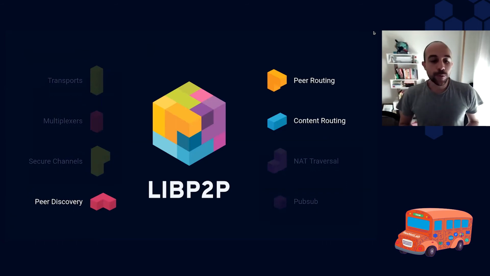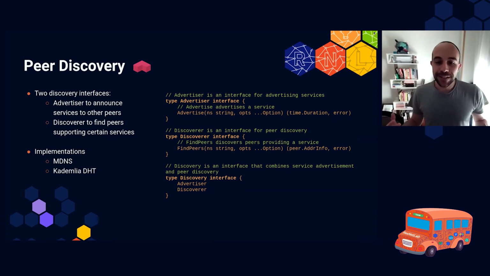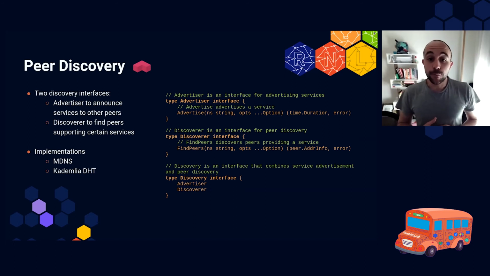And with this, let's move to peer discovery, peer routing, and content routing, because we have modules in libp2p also for this. The peer discovery interface exposes two main interfaces: an advertiser interface to announce services to other peers, so we will be able to let other peers know what protocols we are running, and then the discoverer interface that does the counterpart. It finds peers which support a specific protocol. In this way, we will be able to find a list of peers that are running the protocols that we're interested in.